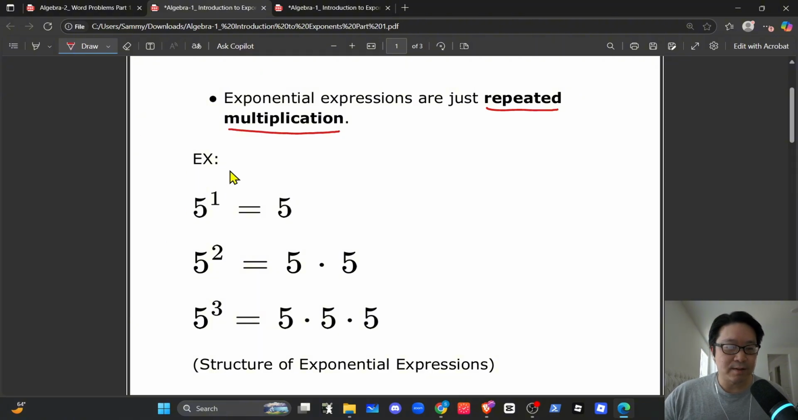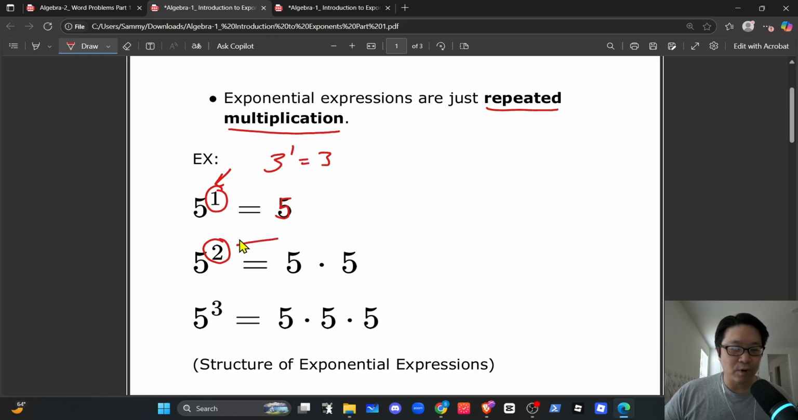So, if you were given something like 5 to the first power, that means you just have a 5. If you had something like 3 to the first power, same thing. You just have a 3. You're really not multiplying anything by itself. 5 to the second power is 5 multiplied by itself twice. So this is going to be 5 times 5.